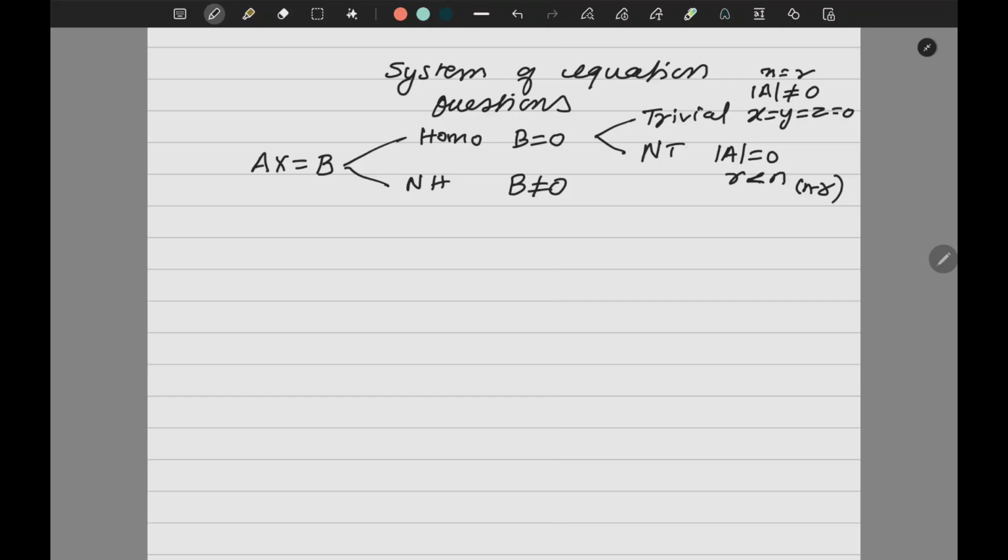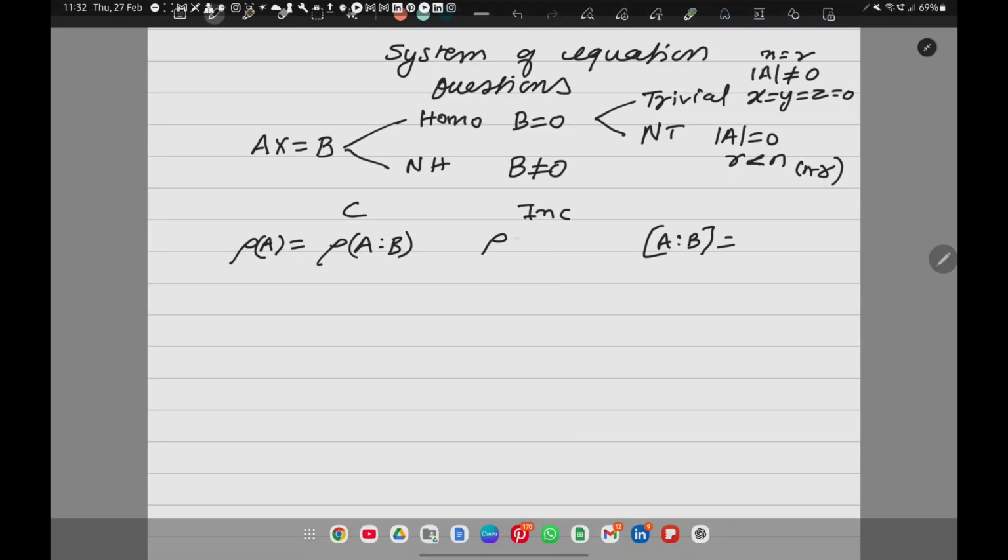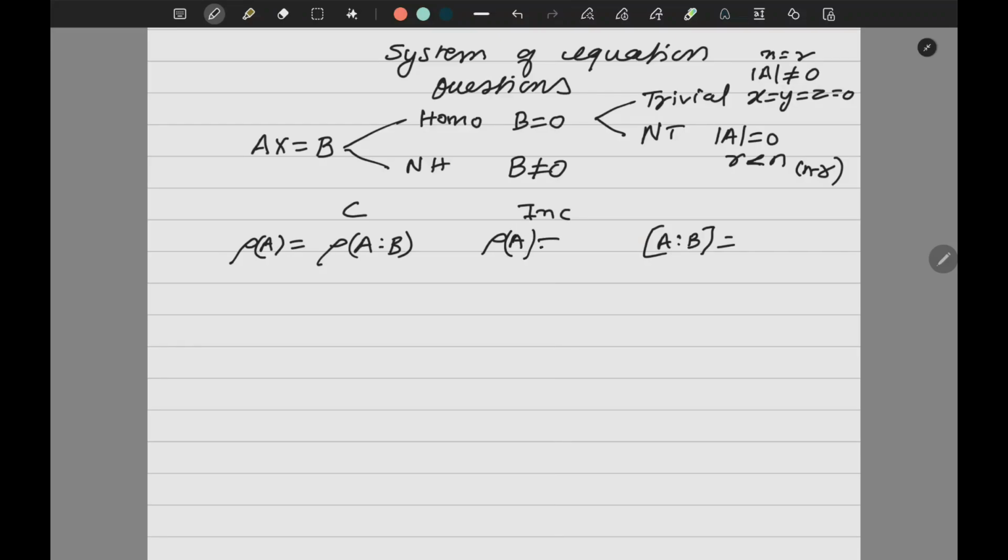And when I talk about the non-homogeneous, I spoke that I can have a consistent or inconsistent solution. Now, how to check consistent and inconsistent? If I find the augmented matrix [A|B], now if the rank of A is equal to the rank of [A|B], it is a consistent system, meaning we will have the solution. Inconsistent means rank of A is not equal to rank of [A|B].